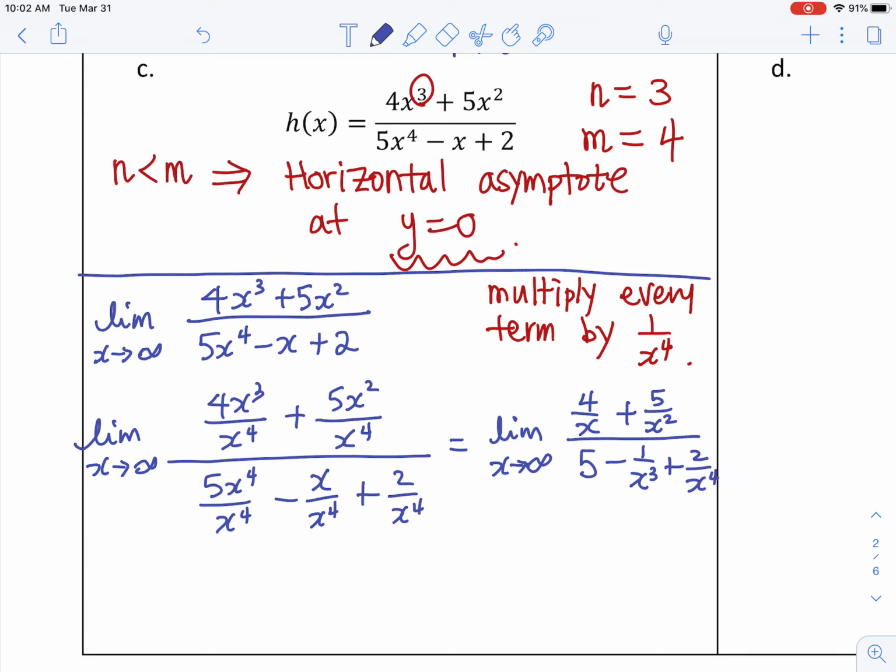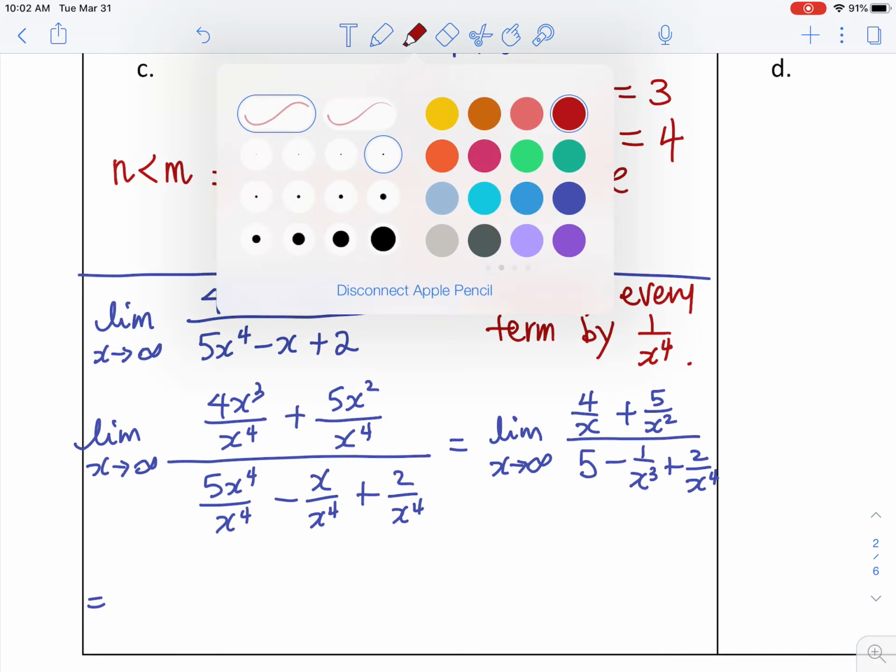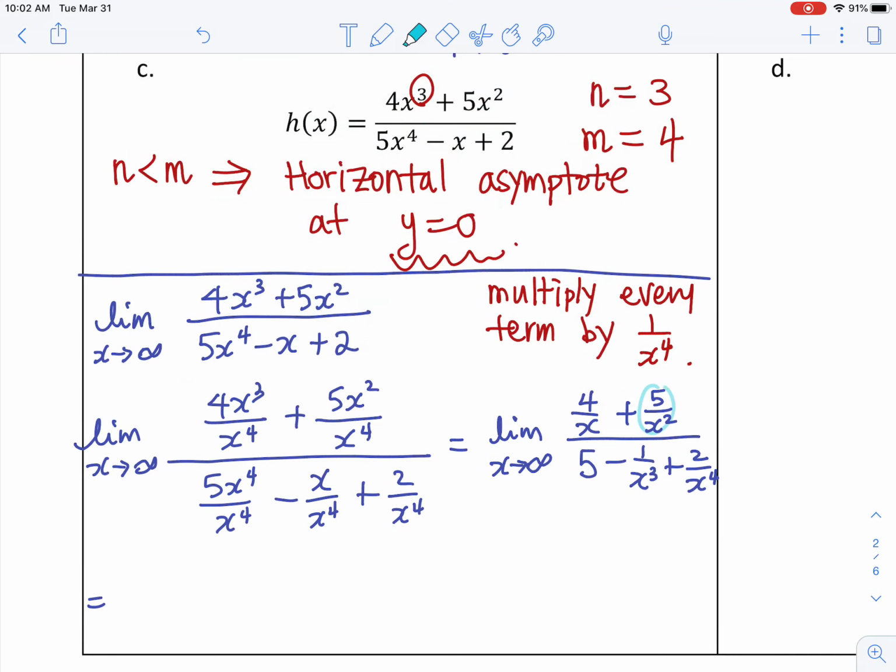And then the last one, plus 2 over x to the 4th. Okay, now let's evaluate the limit. I'm about to circle some of the things that will just go straight to 0. That's going to turn into 0. That's going to turn into 0. That's going to turn into 0. What else? That's also going to turn into 0.